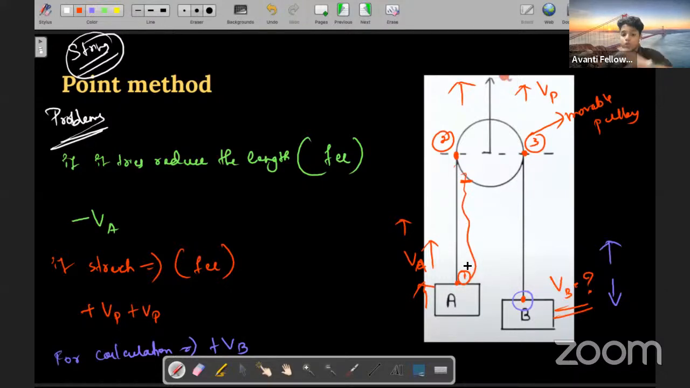Don't you feel it, students? Now if VA is going upward, it is reducing the string length, isn't it visible? Let me know. Yes. If that is the case, students, write it as minus VA with the negative sign. Okay, now VP is moving upwards. If that is the case, if I'm staying over here at point number 2, and if I'm trying to move it upwards, then doesn't it feel like this pulley is trying to stretch, or let's say expand, this string?